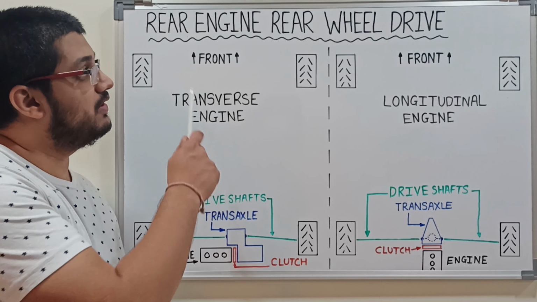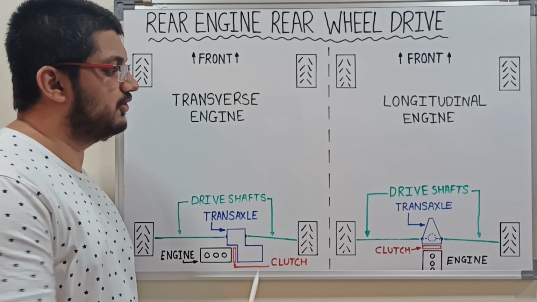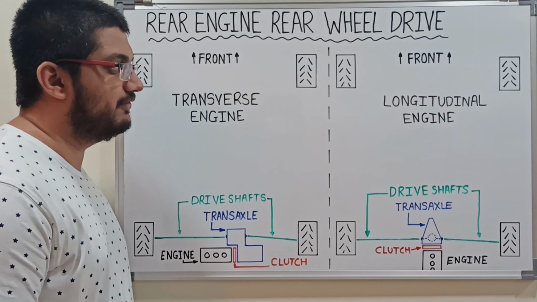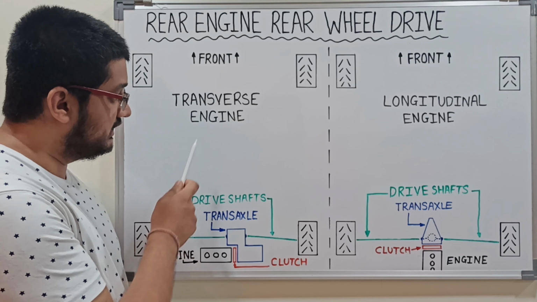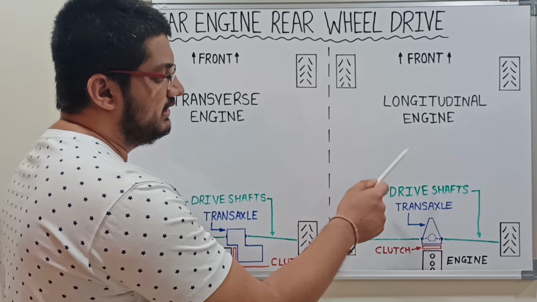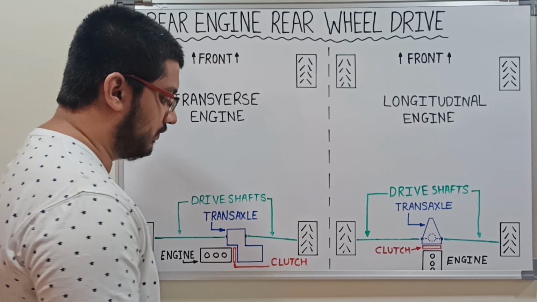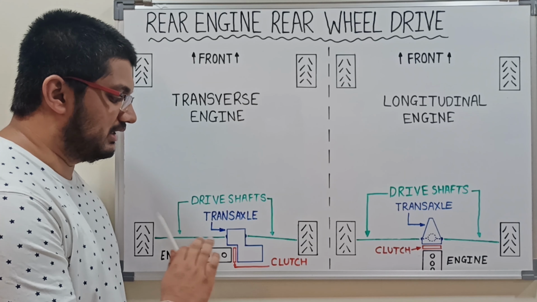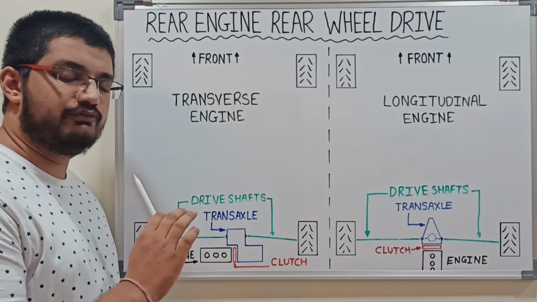Okay, so let us now have a look at the rear engine, rear wheel drive layout. These are the two possible variations of a rear engine, rear wheel drive layout. In the first variation, the engine is in transverse direction, and in the second variation, the engine is in longitudinal direction. Here I have shown only the blocks, as the construction is completely the same as the front engine, front wheel drive layout.